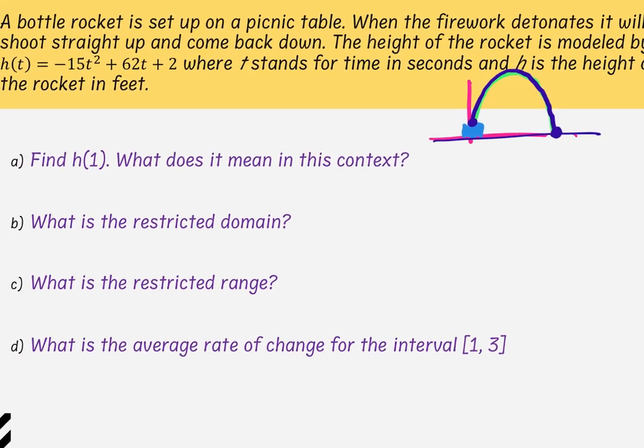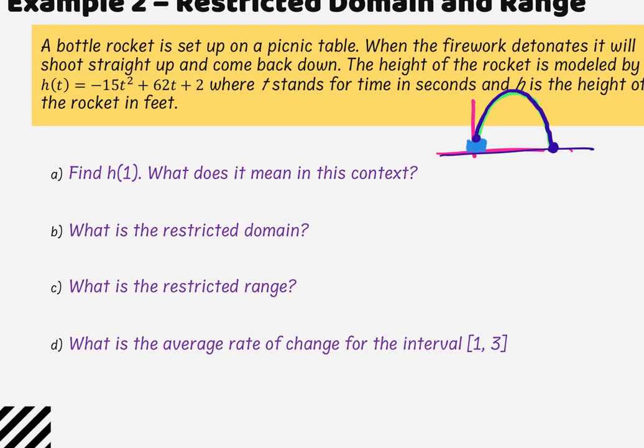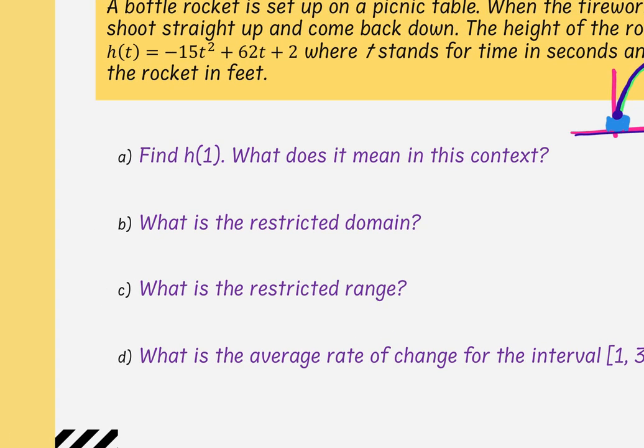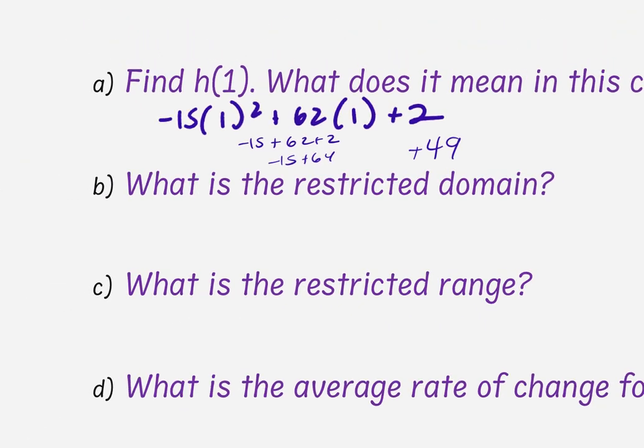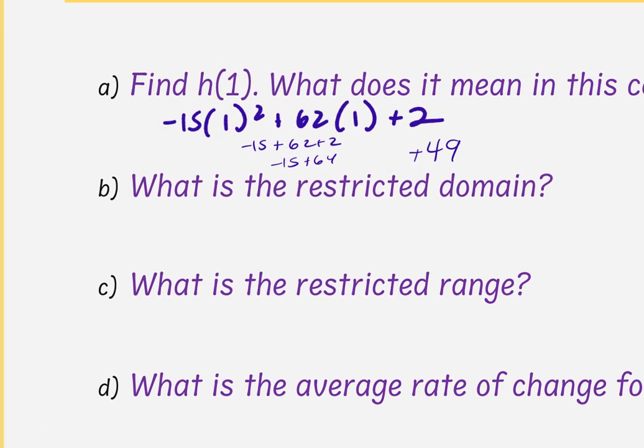So for A, it says find h of 1, and what does it mean in this context? How do I find h of 1? I can just plug it in. So I would get -15 times 1 squared plus 62 times 1 plus 2. And I get -15 plus 62 plus 2, -15 plus 64, which is -49. Not negative, positive 49, sorry. So that's the first part.